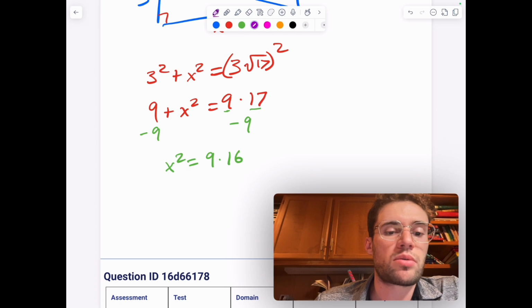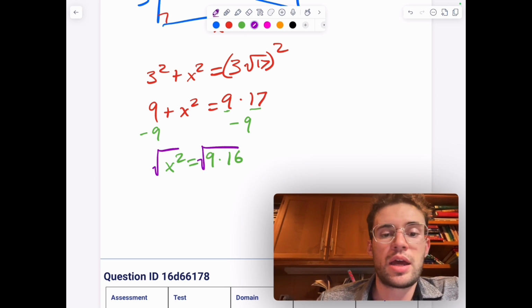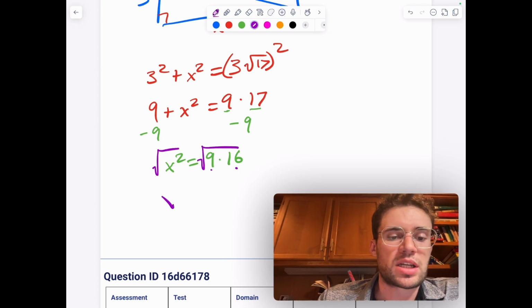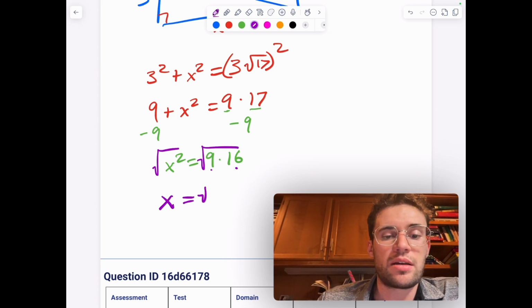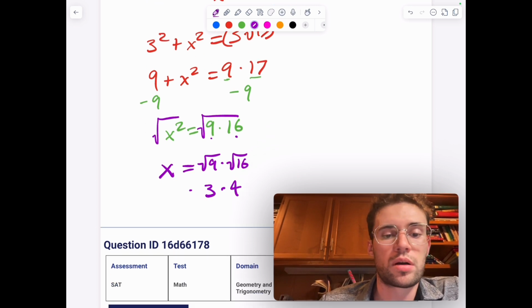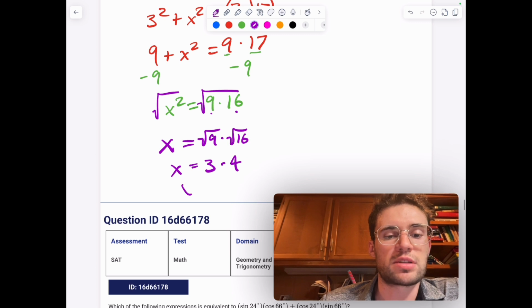But now when we do the square root of x squared, we can do the square root of this without multiplying it out. And the reason I'm leaving that is because 9 and 16 are both perfect squares. So the square root of x squared is going to be x. The square root of 9 is going to be 3. The square root of 16 is going to be 4. So we get x equals 3 times 4. So that means x is going to be 12.